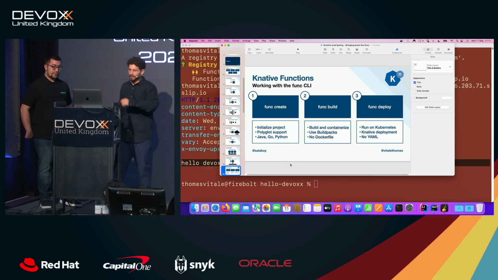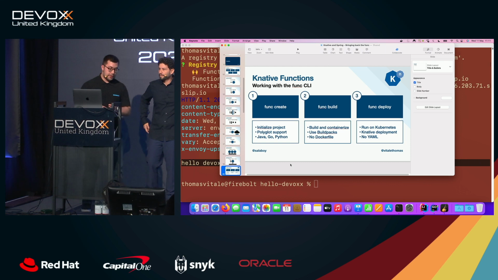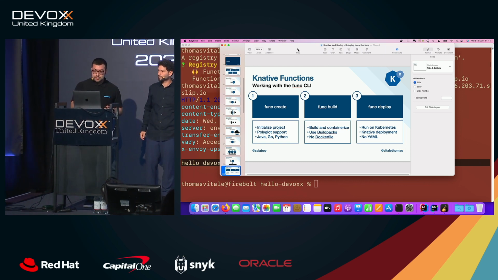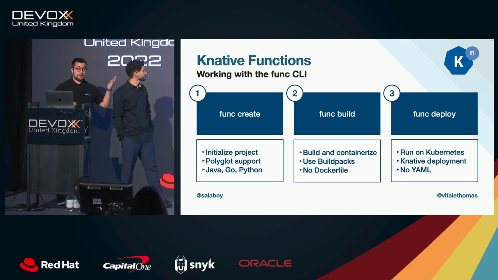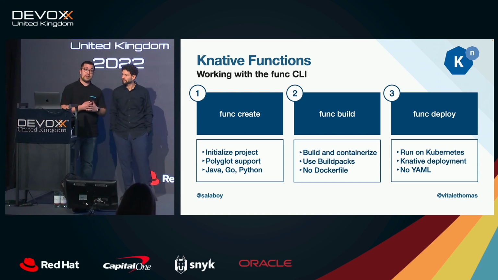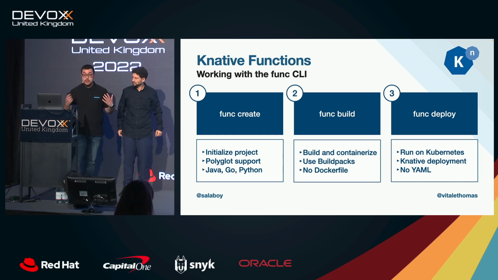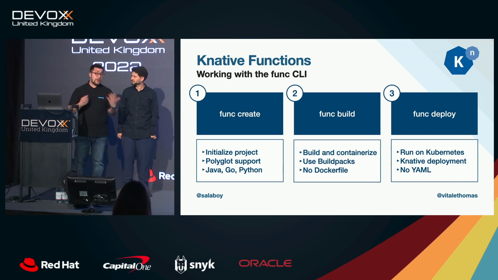Yes, that's great. So we closed the loop. We got from code to URL. And we saw an example using the func CLI with Go. But as Mauricio said, it works with different kinds of languages and frameworks. It works specifically for Spring also.